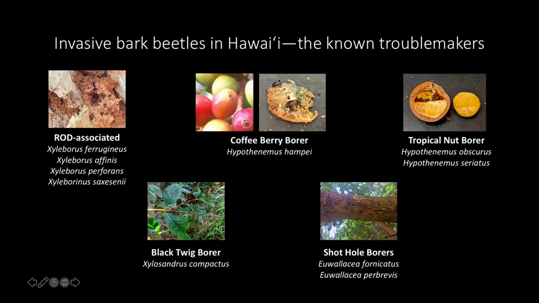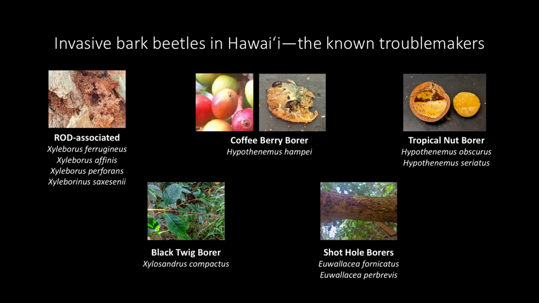Next is the coffee berry borer. This beetle burrows into coffee berries and eats their insides, which is the part that us people would like to turn into coffee, and so they're problematic for coffee growers. The tropical nut borer is a related species with a large host range. It is especially a problem for macadamia growers, where it burrows into the husks and eventually the seeds, which are the macadamia nuts. The black twig borer is another species with a very wide host range.